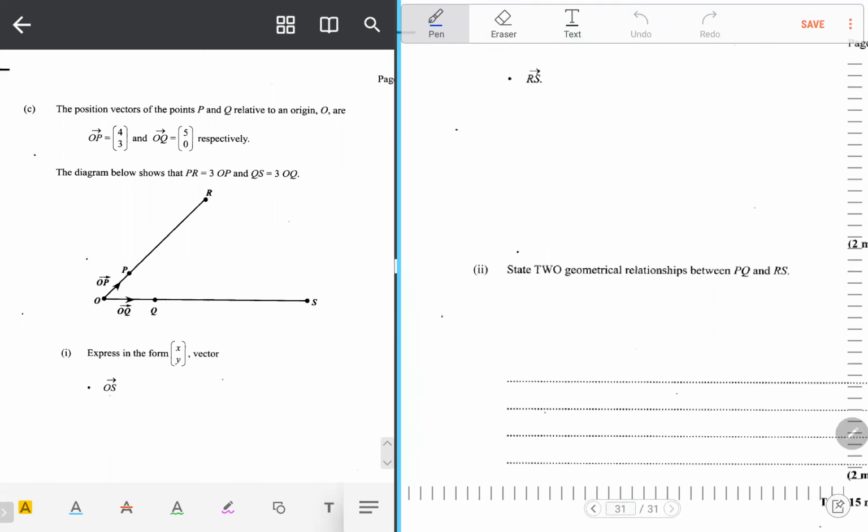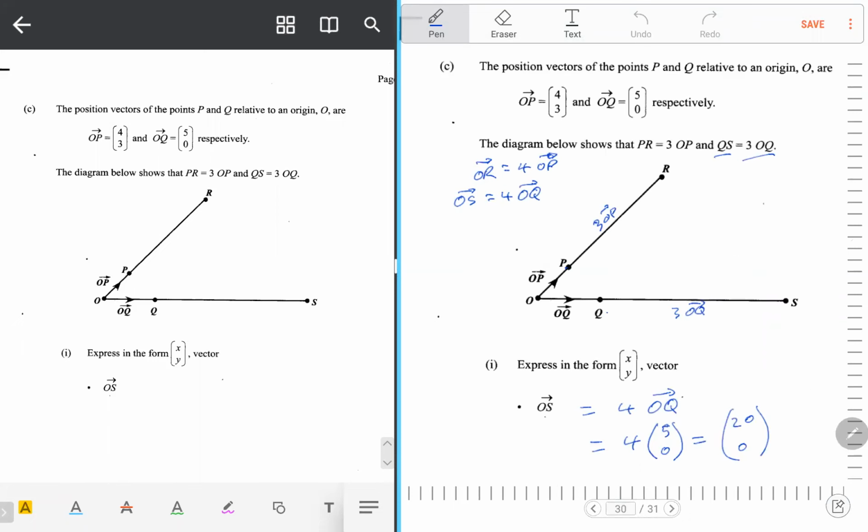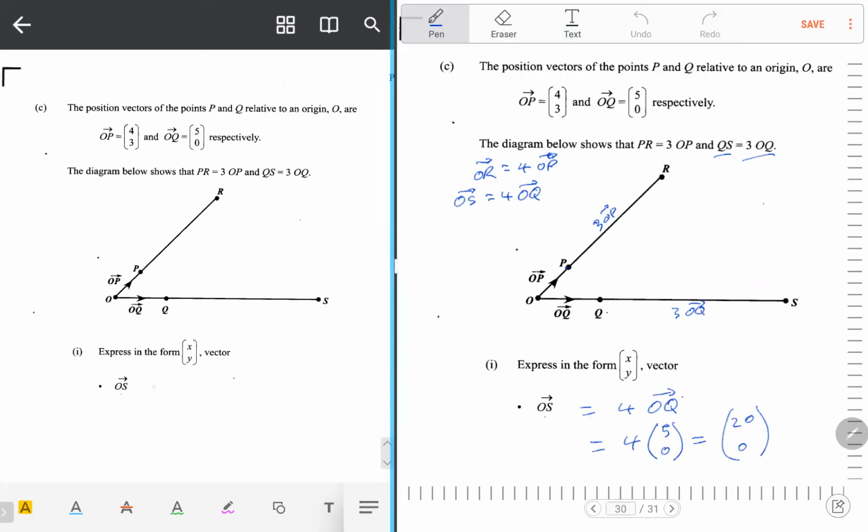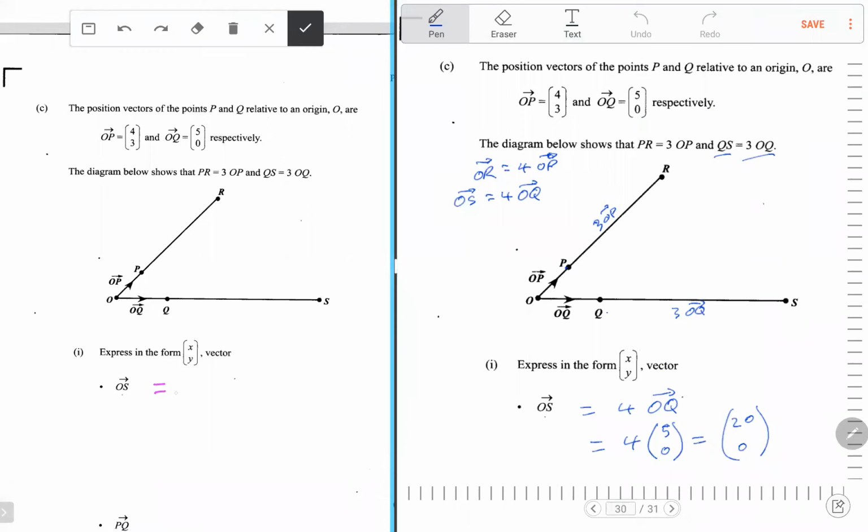Next thing I want is RS. Remember we know OS and OR. Now let's go back and see what they were. Let's write them over here. We worked out that OS worked out to be 20, 0. Let's just work out what OR was. OR was equal to 4 times OP, which will be 4 times the 4, 3, which will be 16, 9.